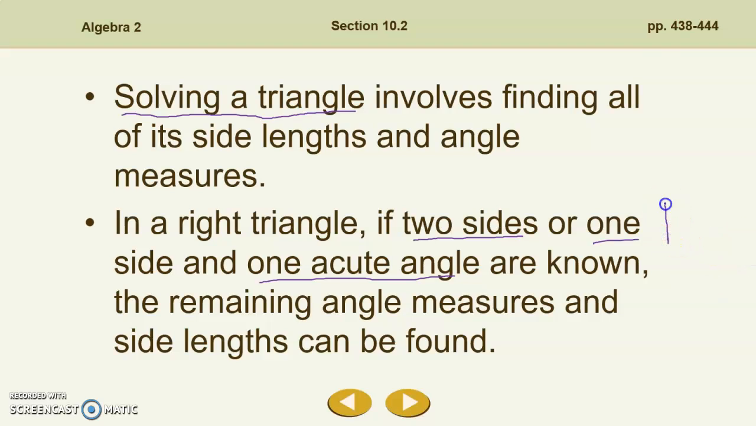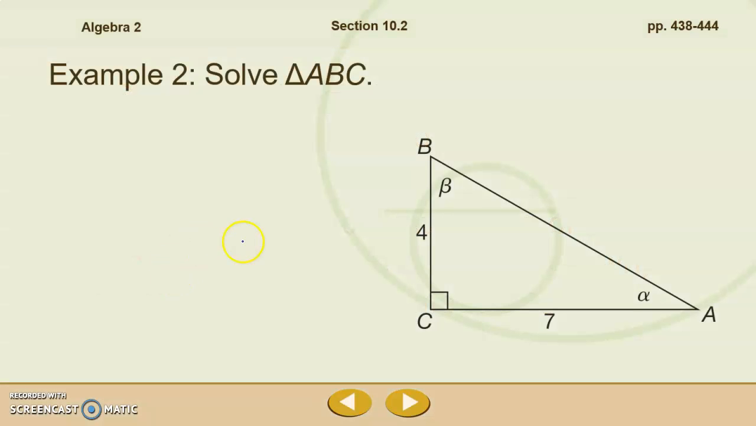Remember that in a 90-degree or right triangle, we always know this angle. This is 90 degrees. In order to solve a right triangle, we either need to know any 2 of the sides, or 1 side and 1 acute angle, in addition to that 90-degree angle. As long as we know that, we can solve the triangle. Remember, solving a triangle means finding all of the side lengths and all of the angle measures. So let's try this together. We're going to solve triangle A, B, and C.